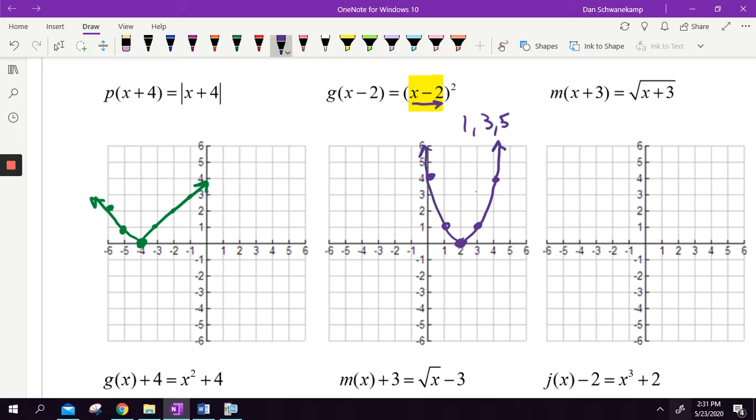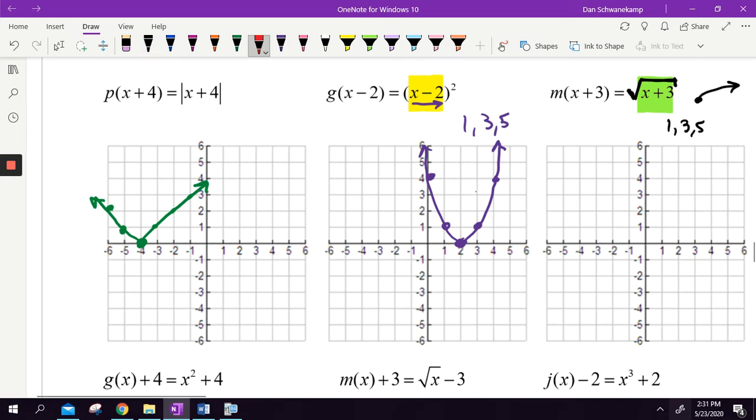Last one, square root of x plus 3, or at least on this row. Square root of x plus 3. This plus 3, it's inside the grouping symbols. It is underneath the square root. So it's a square root graph. So it's that 1, 3, 5 pattern. It's that teapot looking shape. It's that guy right there.